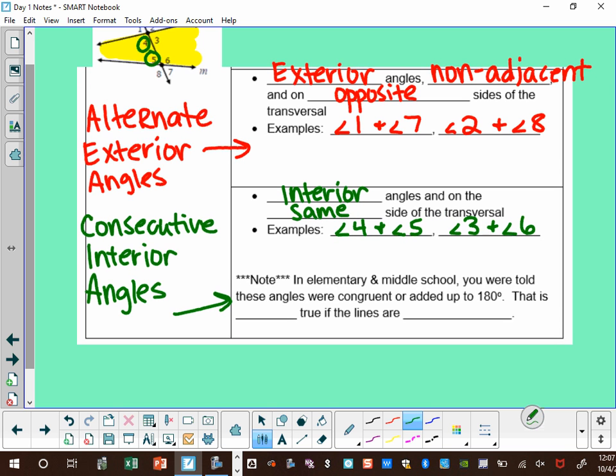We also can call consecutive interior angles same side interior, if you don't want to use the word consecutive. Either way, I know what it is. Then it says in elementary and middle school, you were told these angles were congruent or added up to 180. That is only true if the lines are parallel. You want to write out the word parallel?